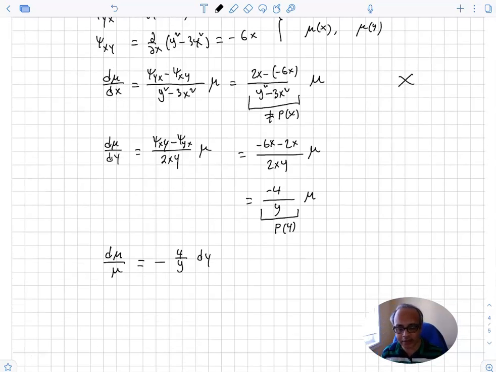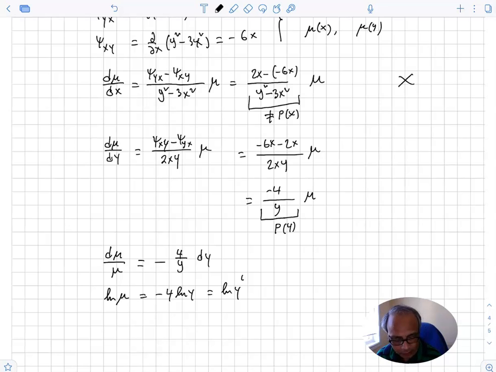So see, this can be made separable in the second case. In the first case, it is impossible to make it separable because of y square minus 3x square. At this stage, you integrate to get ln of mu equals minus 4 ln of y, and we want mu and y to be positive or absolute value. We are not going to write down absolute value just for simplicity.